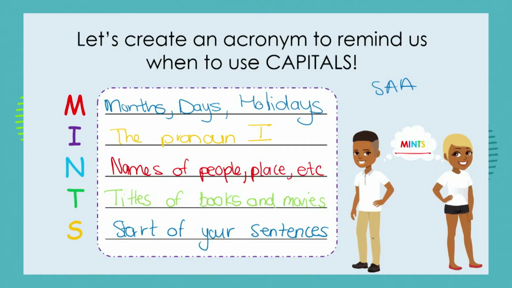So M, remember we have MINTs. Now M in MINTs stands for months, days, holidays, right? The I in MINTs is for the pronoun I. And that always reminds us, when we're using the word I, to always write it in a capital form. Okay? N, name of people, place, etc. And T is for titles of books and movies. Okay? And S, that is the start of your sentences. So what does that tell us for the S? That every sentence you start with, grade 5s, always starts with a capital letter.